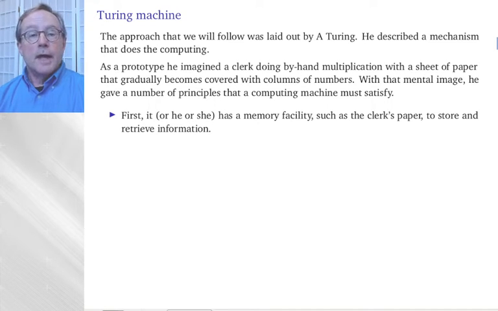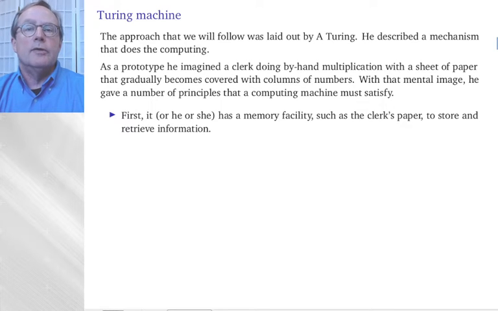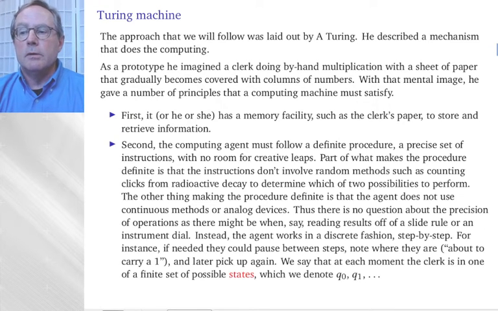So first point about the clerk, about that picture, is that the clerk has a piece of paper, that a mechanism should have a memory facility, like the paper, to store and retrieve information. You know, in those days, they didn't have physical computers, so they had people who did the computations. They called them computers. So we today would say it, but in those days, they would say he or she, have a memory facility, someplace where you can write down intermediate calculations and use them again later.